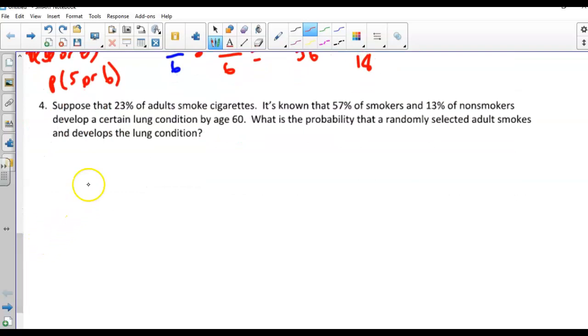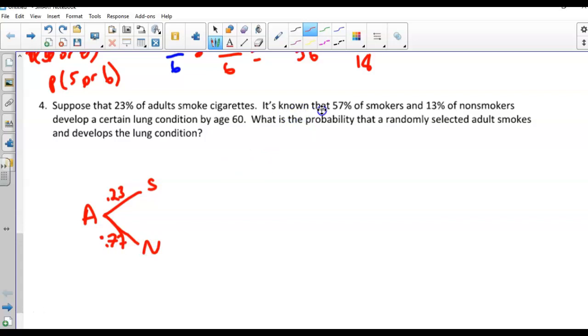Alright, right here, suppose that 23% of adults smoke cigarettes. So we have adults, and 23 smoke. Remember, each one of these branches must equal 100. So this is 23, then this is 77 right here. 0.77 are non-smokers.